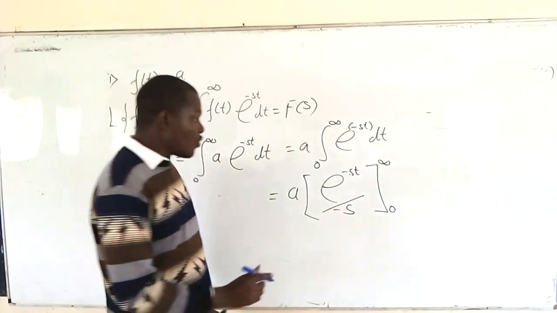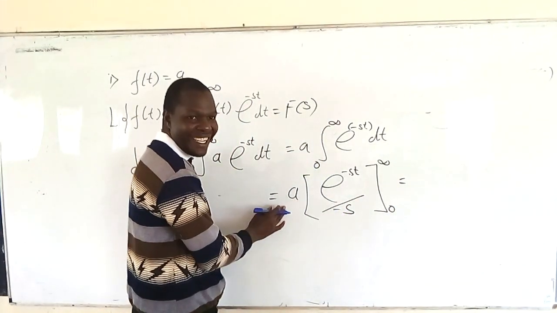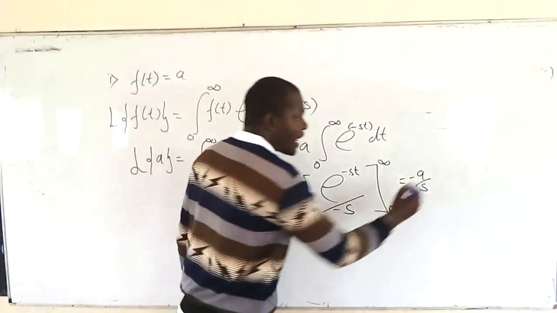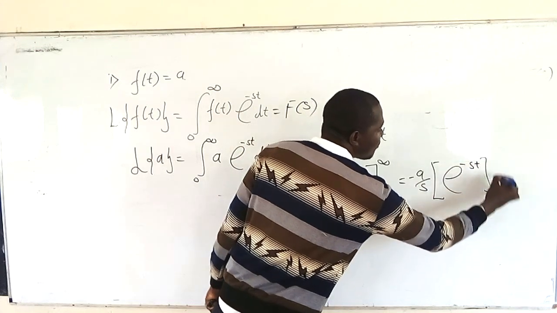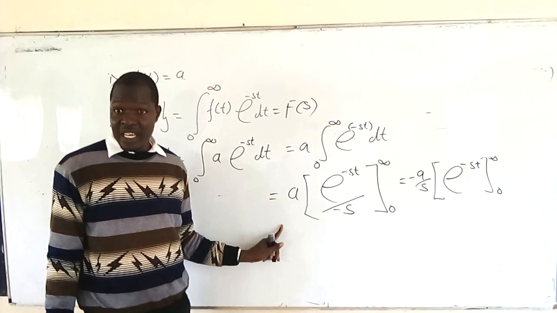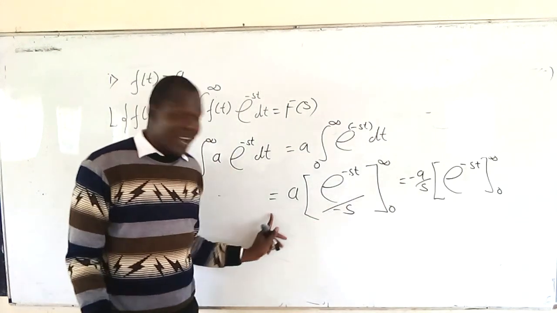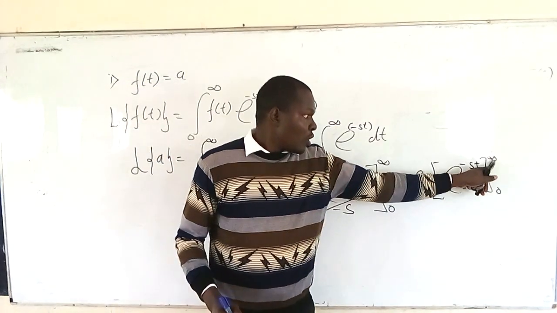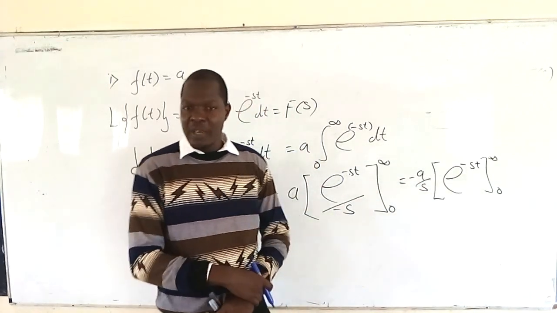So from there, negative s is a constant you bring outside, so you have negative A over s. Then we remain with exponential negative st from 0 to infinity, because negative s is a constant you factorize outside, and it is 1 over negative s. So we have negative A over s outside the bracket. Then you key in the limits. The upper limit is infinity. When you put negative infinity, what does the calculator give you?